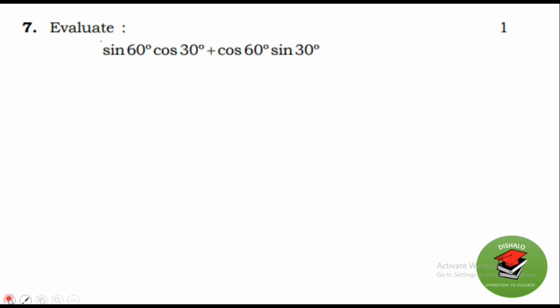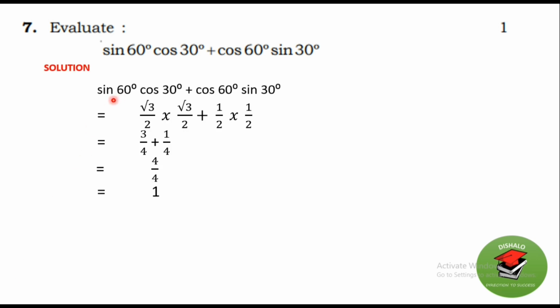So the 7th question is evaluate sine 60 degrees cos 30 degrees plus cos 60 degrees sine 30 degrees. So this is a very easy sum. You just have to put down the values of these angles. So when we see the solution, sine of 60 is root 3 by 2, cos of 30 is root 3 by 2, cos of 60 is 1 by 2, sine of 30 is 1 by 2. So this is multiplied.